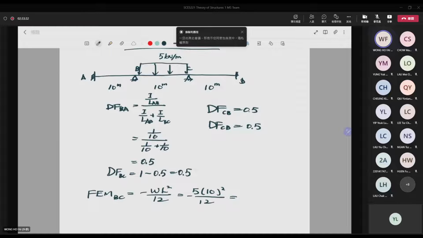Five times 10 squared divided by 12. It is equal to 41.67, while FEM for the CB is equal to 41.67 as well. So this one is quite straightforward. Is it okay for you? Okay.